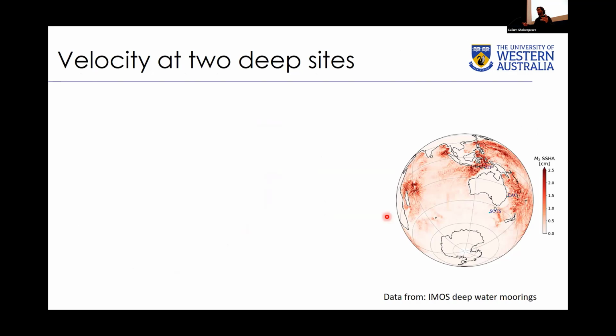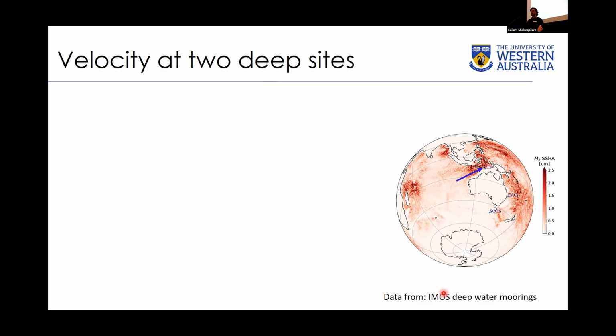So that's the satellite picture, and like I said, it's going over every 5 days, so it's not really telling you what's actually happening inside of the ocean. So to look at that, what I've done is gone to the IMOS, Australian Ocean Data Network, and pulled out 2 deep water moorings and velocity time series from 2 sites.